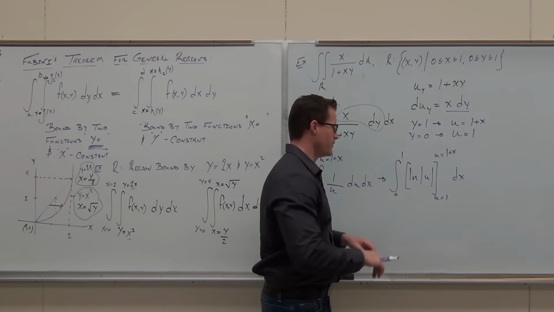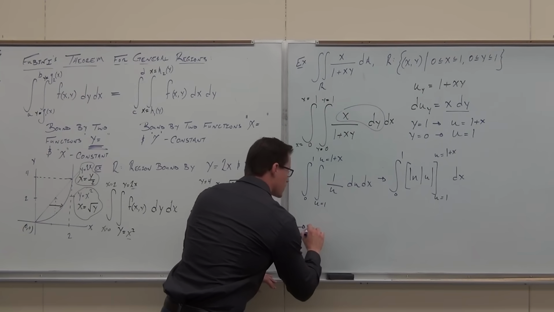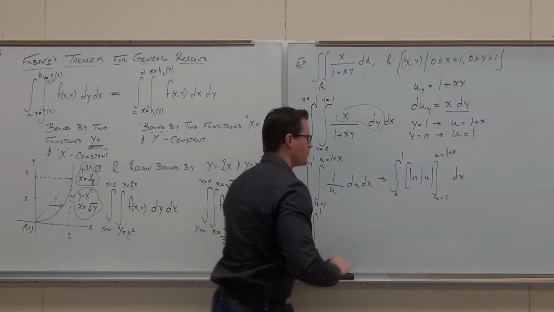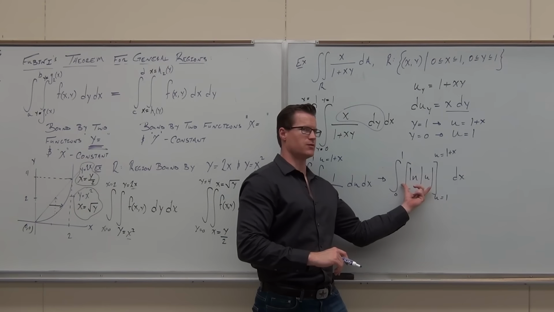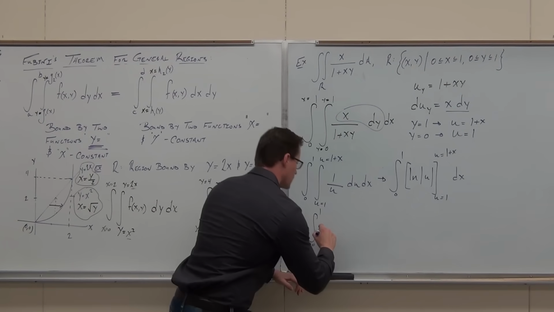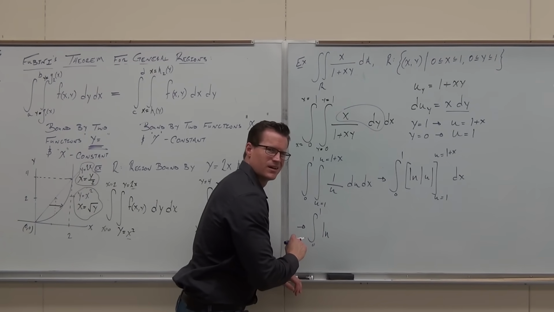Now let's actually evaluate this thing. So we're going to have the integral from 0 to 1, no problem. What am I going to have when I evaluate ln of absolute value of u? What do I put in there? 1 plus x. So ln of 1 plus x.